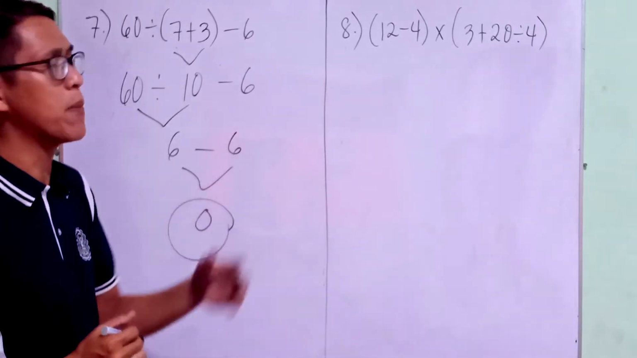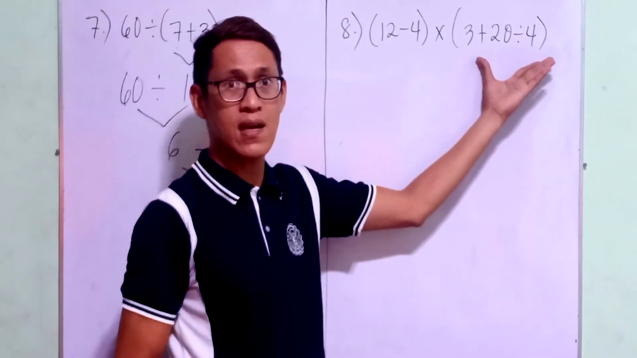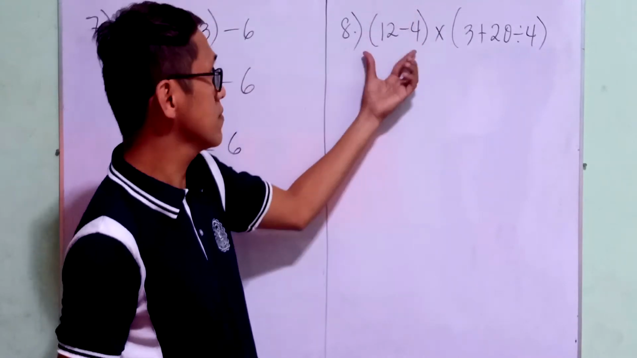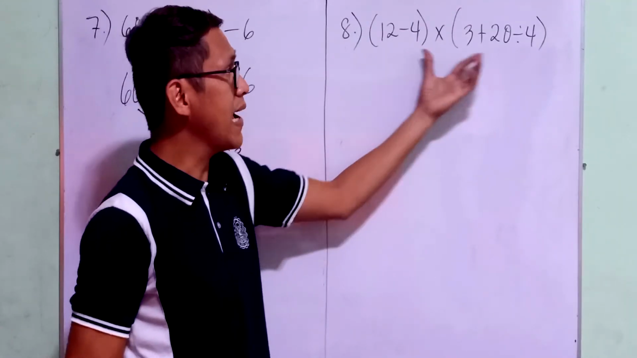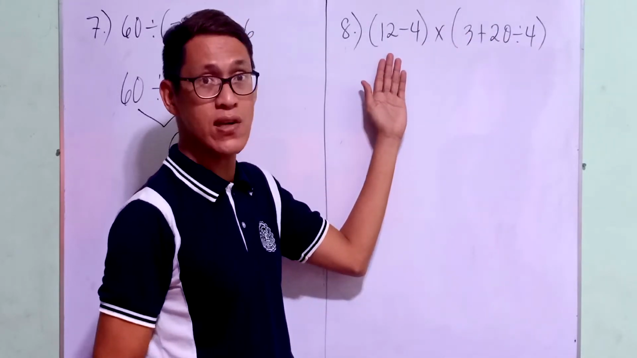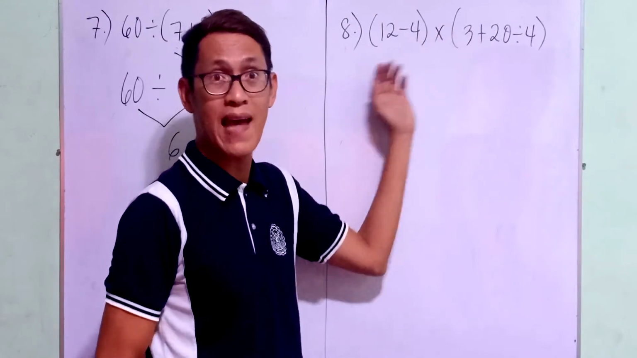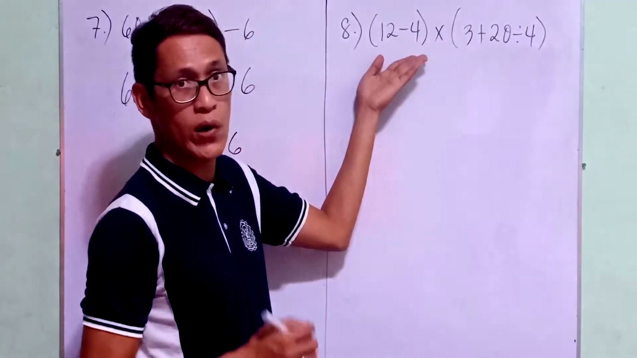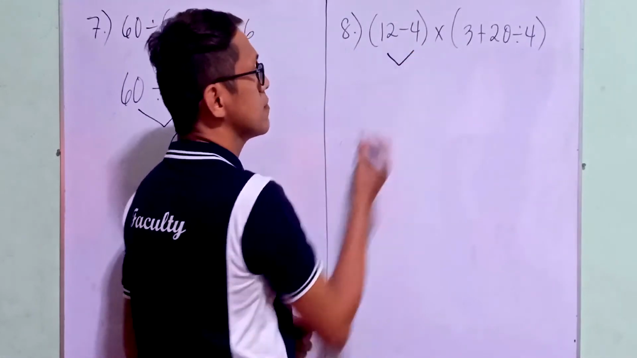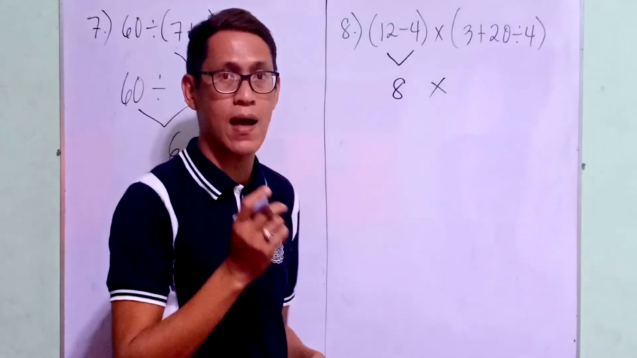What about for number 8? We have parentheses here and parentheses here. So what will you do? You have to solve this subtraction here and find the answer here. Then multiply whatever the answer in this parenthesis and here. So you have to multiply the answers. Okay? So let's start working in this parenthesis. It's 12 minus 4, which is 8, correct? Then bring down the multiplication sign.